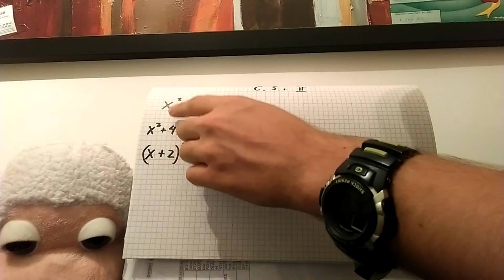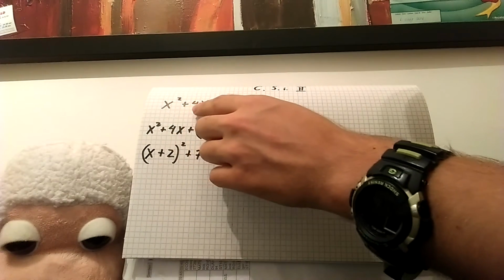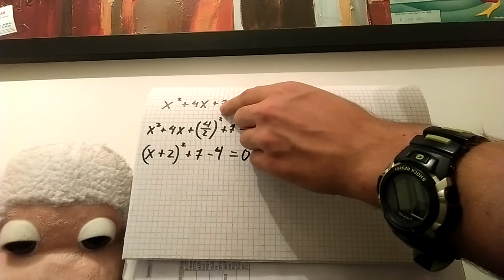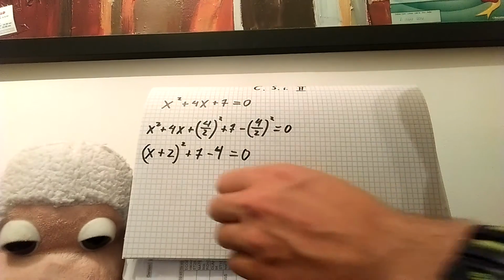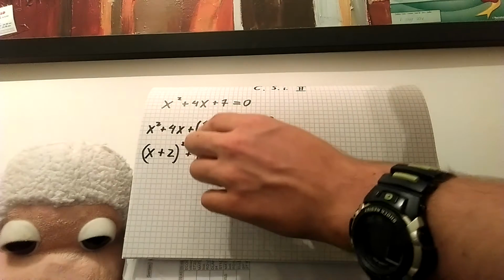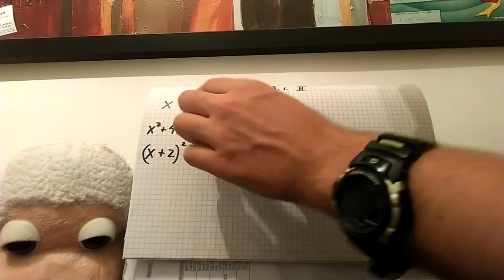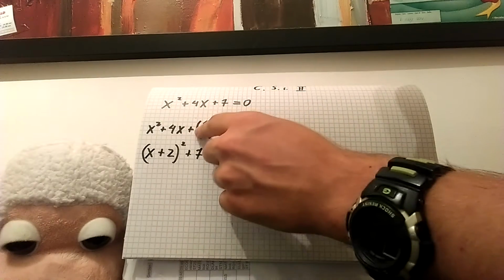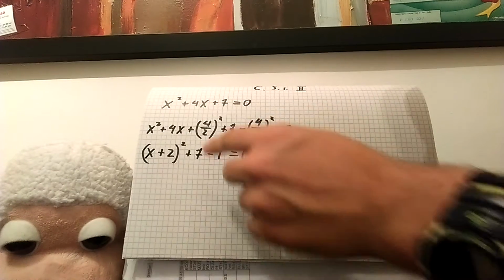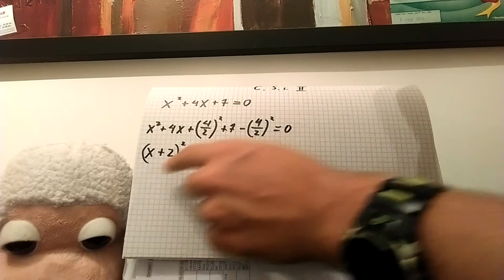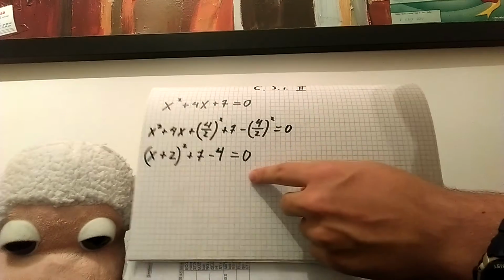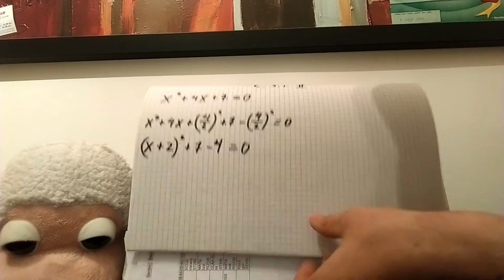Now, let's look at the worked out example of that. x squared plus 4x plus 7 equals 0. And as you can see, 7 doesn't really add up. So what we do is we take 4, which is the 2b of this equation, and divide it by 2, and then square it and add it and subtract it. If we work out the bracket, we end up with x plus 2 squared plus 7 minus 4 equals 0. Don't forget the 0.